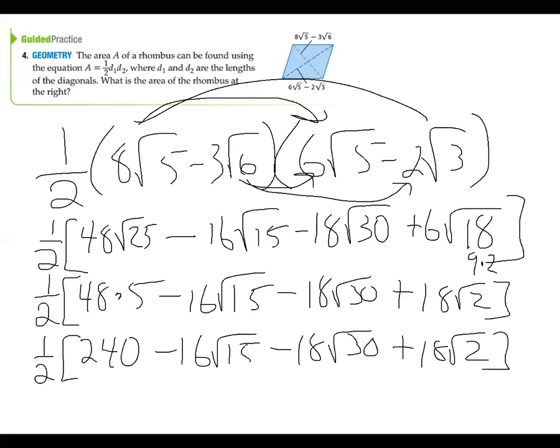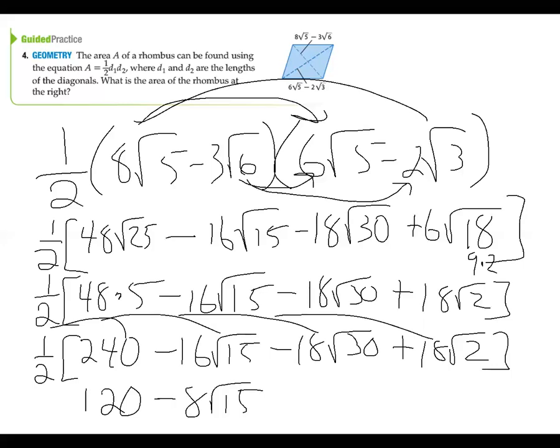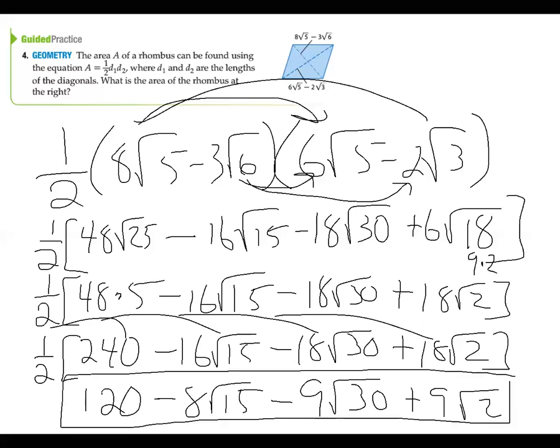Okay, none of the radicals have the same radicand, so you can't combine any of them. Now I would distribute the 2 to everything and get 120 minus 8 square root 15 minus 9 square root 30 plus 9 square root 2. Okay? And again, if you plug that all into your calculator and got the decimal number, that would just represent the area of that rhombus. But this is the answer we're looking for.